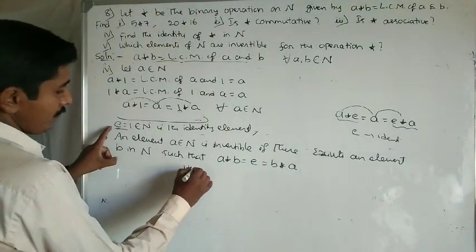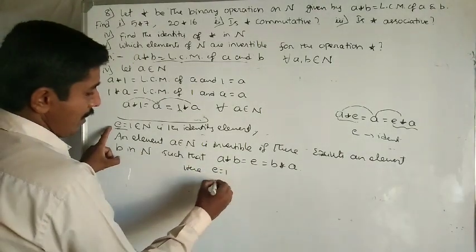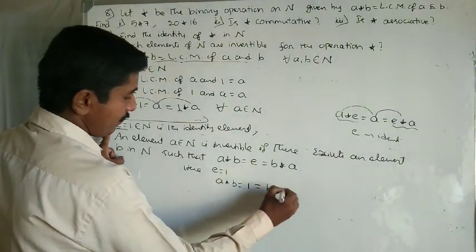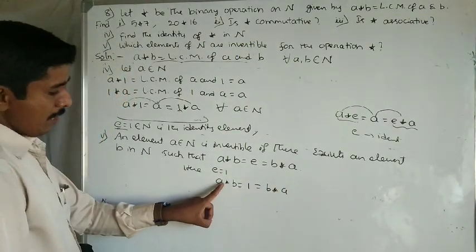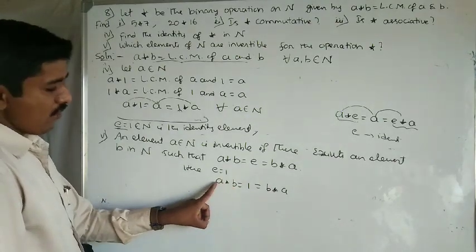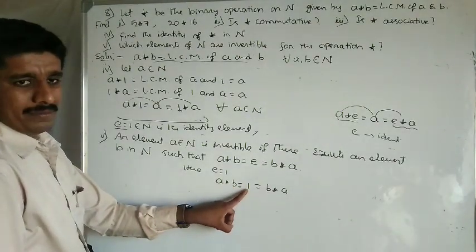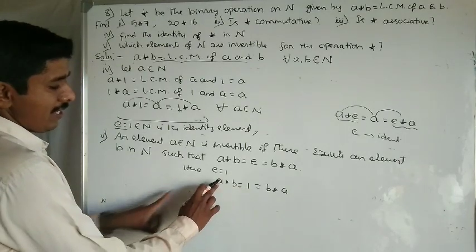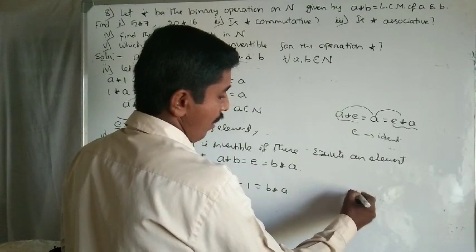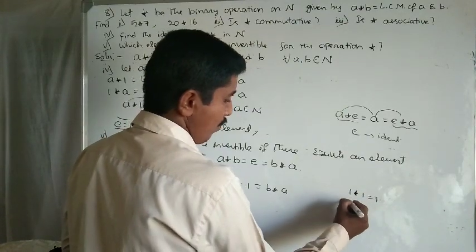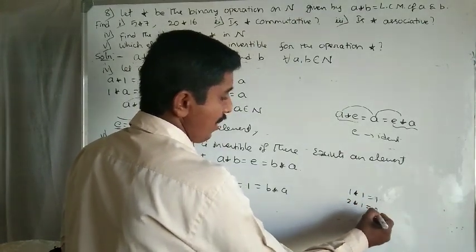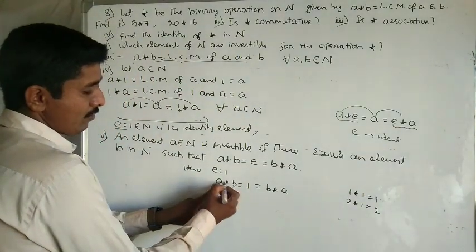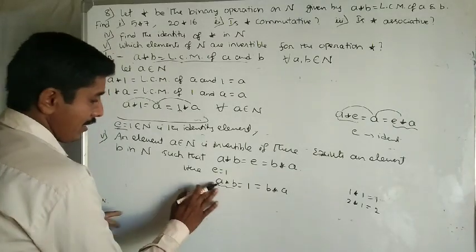Substitute E equal to 1 here. Means A star B equal to E equal to 1 equal to B star A. Correct. Here A star B means LCM of A and B. For what values of A and B do you get 1 here? This is possible only when A equal to 1, B equal to 1. 1 star 1 is 1. Suppose A equal to 2, 2 star 1 is 2. Correct. For what values of A and B do you get 1? Only A equal to B equal to 1.